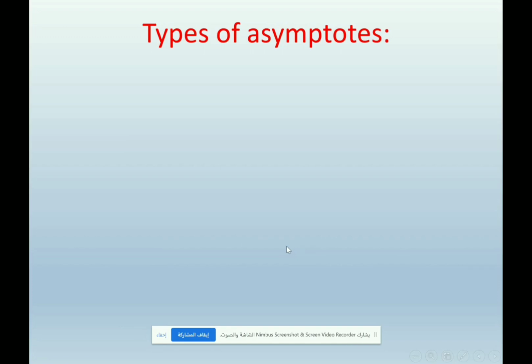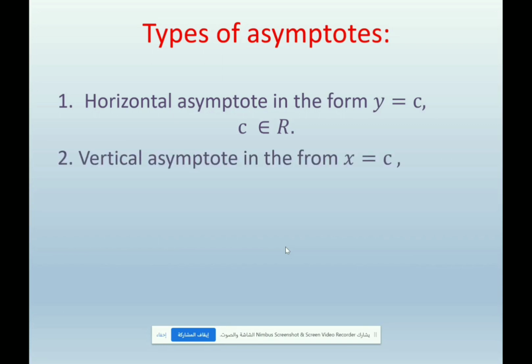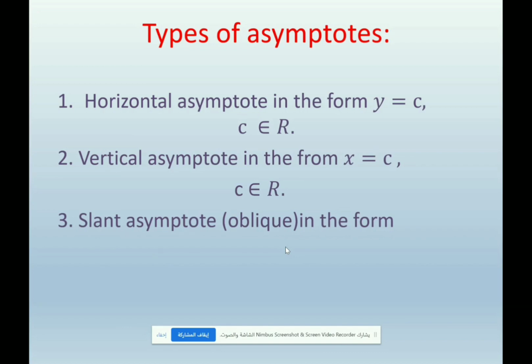There are three types of asymptotes. The first one is the horizontal asymptote, which can be written in the form y equals c, where c is a real number. The second type is the vertical asymptote, which can be written in the form x equals c, and c should always be real. The third one is the slant asymptote, which can be called oblique, in the form y equals ax plus b.